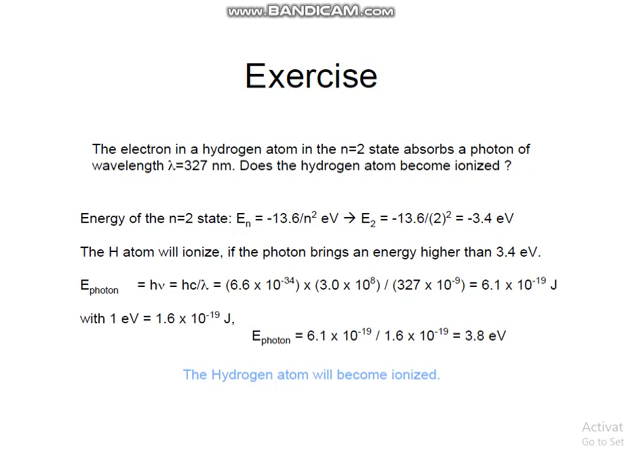To calculate the energy of the photon, we can use E equals hc by lambda, putting the values of h, c, and lambda, that is 327 nanometer, 327 into 10 to the minus 9. We get the energy of the photon as 6.1 into 10 to the minus 19 joule, and 1 electron volt equals 1.6 into 10 to the minus 19 joule. Therefore, the energy of the photon is 3.8 electron volt, which is greater than 3.4 electron volt. Therefore, the hydrogen atom will be ionized.